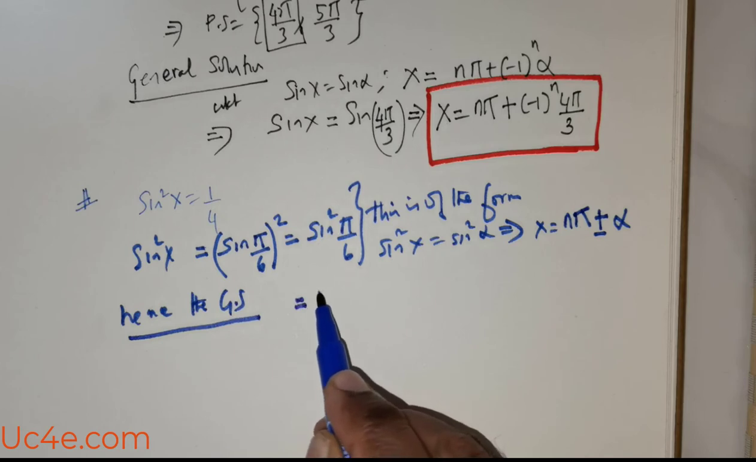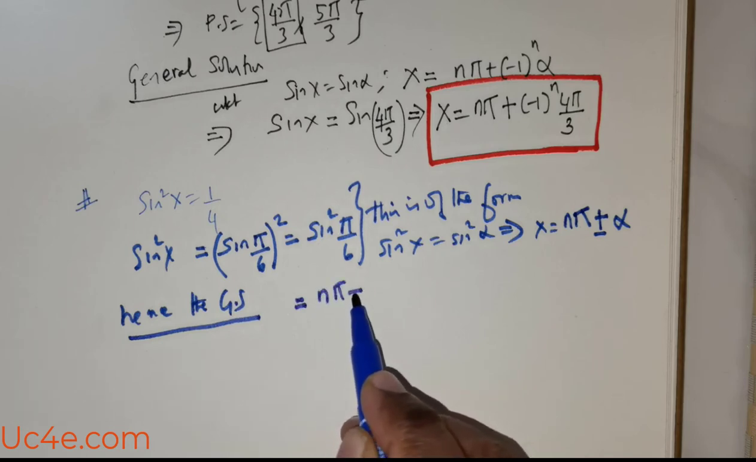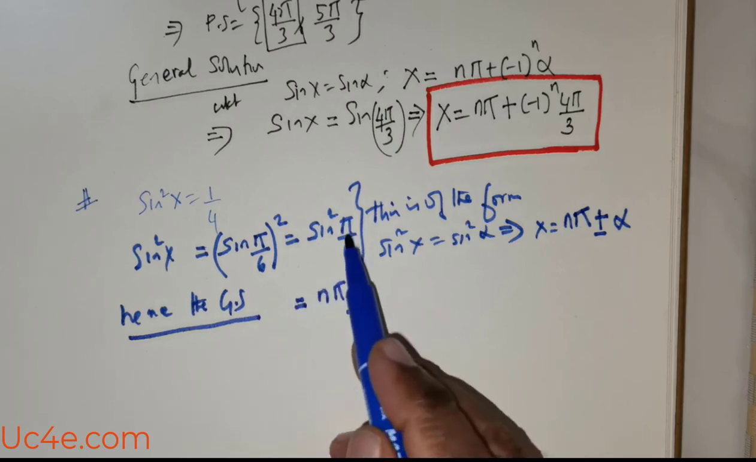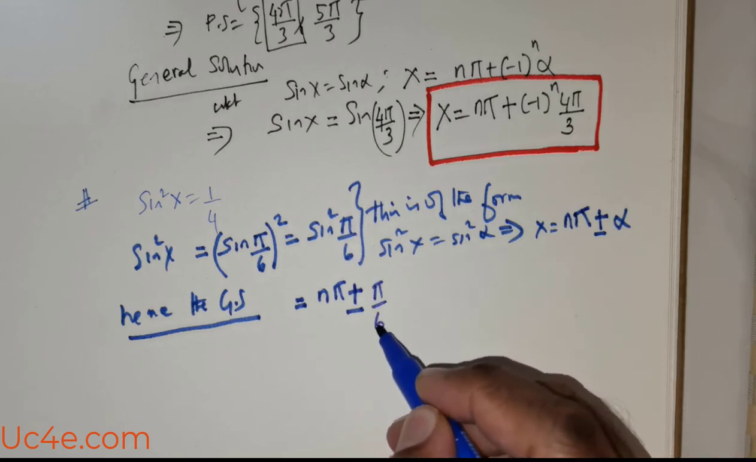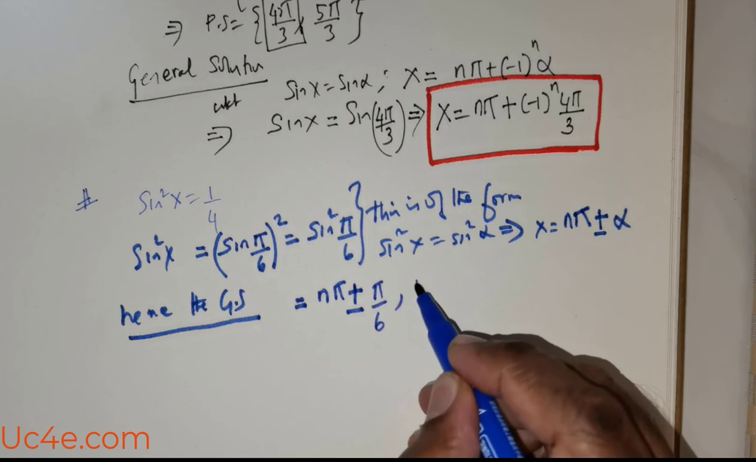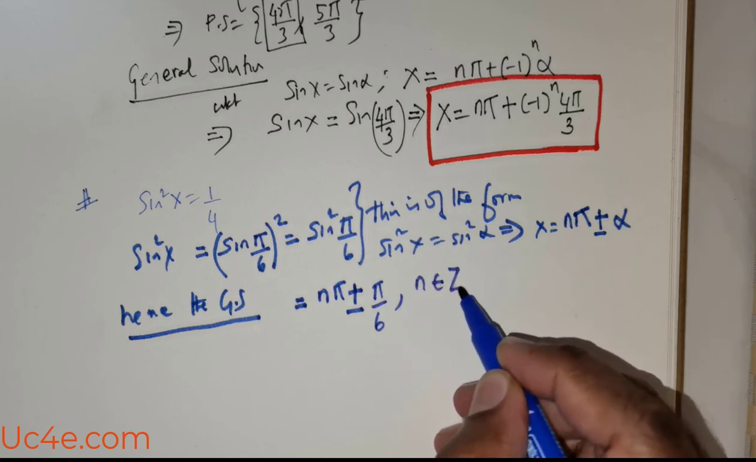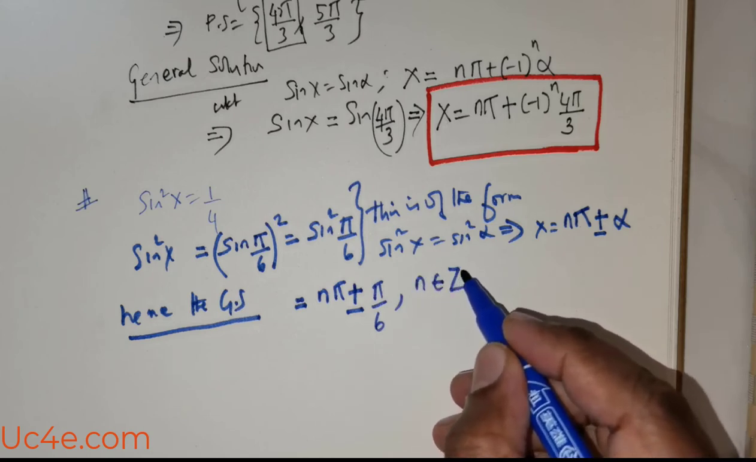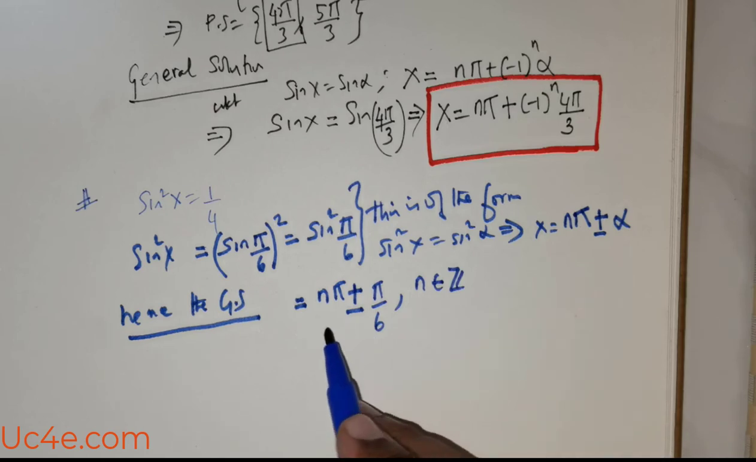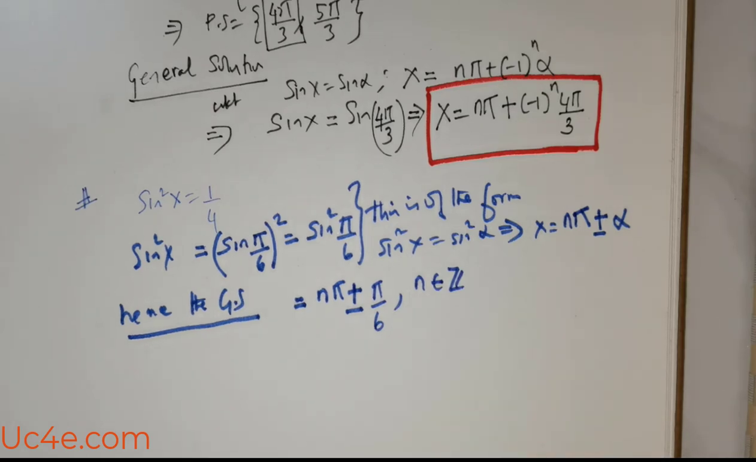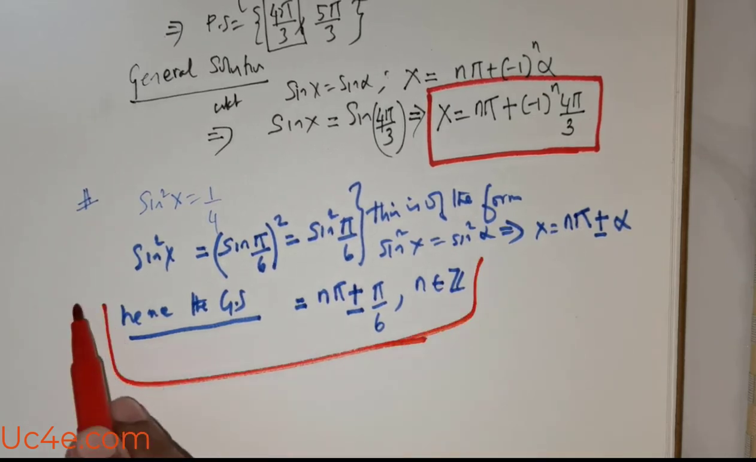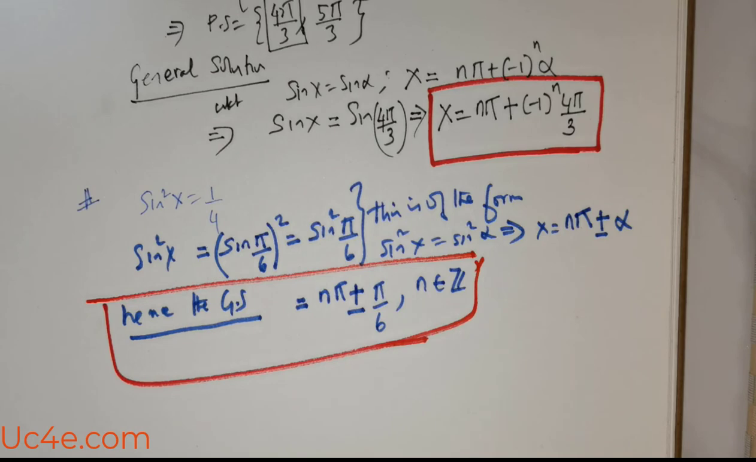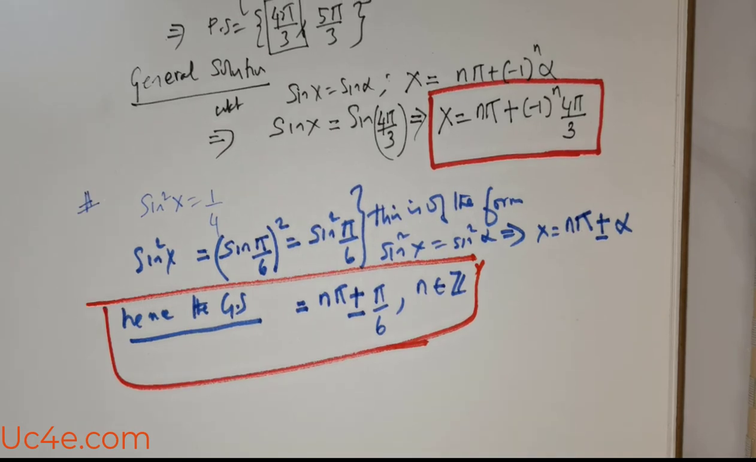equal to n pi plus or minus, what's the value of alpha? It's pi over 6, right? And n is any integer, right? So that is going to be the solution, and we can box the result. So we will move on to the next question, students.